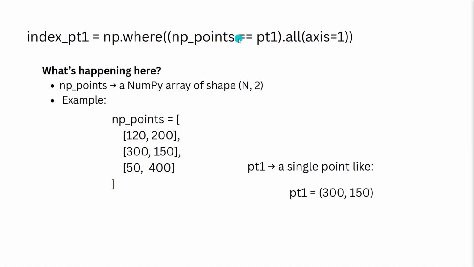And this condition compares pt1 with every row and produces a boolean array. And using the .all(axis=1) method, it checks row-wise equality. It returns true only where both x and y match. So it matches with this point, and at that condition it is going to return true. And the np.where method returns the exact index where the match is found.